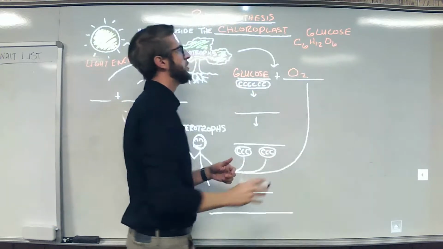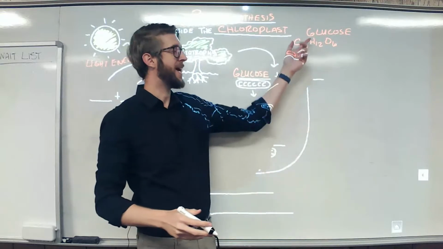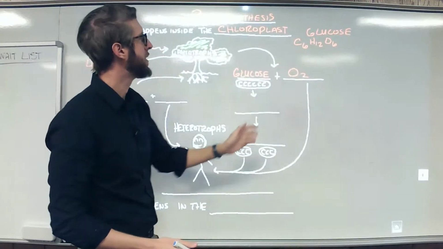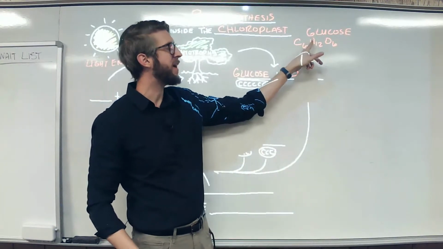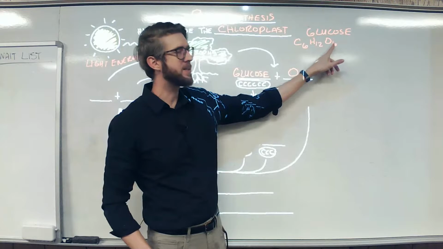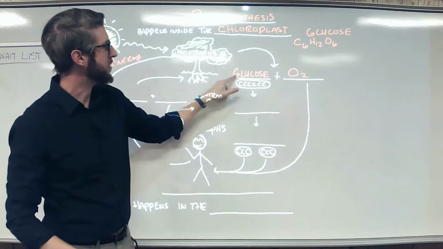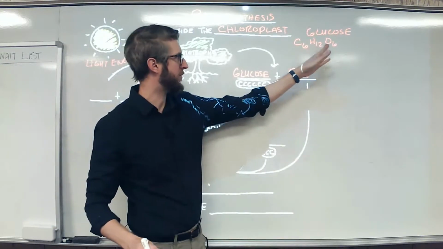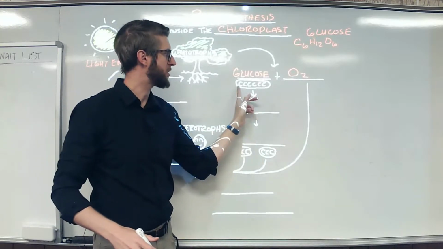C6H12O6. Sometimes you'll just be shown this and you're expected to know that that is glucose, C6H12O6, okay? That means it has 6 carbon atoms, 12 hydrogen atoms, and 6 oxygen atoms. So this glucose has 6 carbons. I'm just drawing the carbons. I'm not going to draw 12 hydrogens and 6 oxygens. Just look at the 6 carbons, okay?